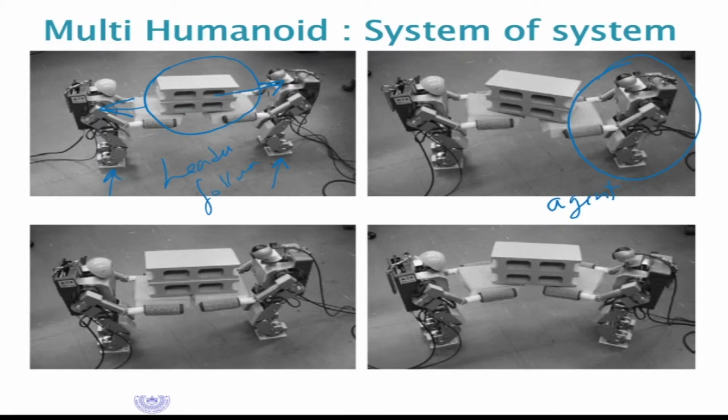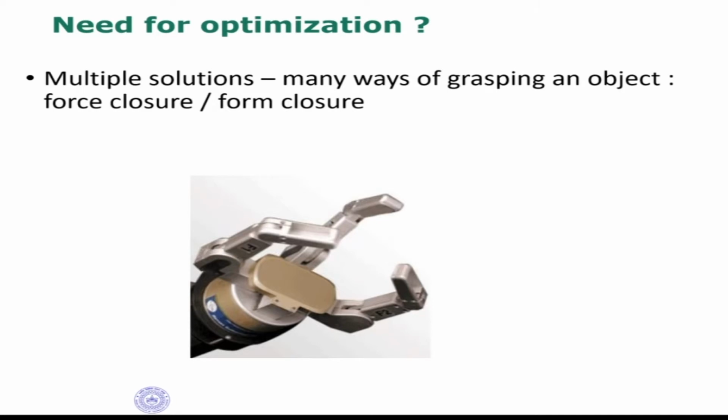Now what we are seeing here is that, to do this task, if I'm talking about a path plan, if I want to carry the object in a particular direction, there has to be a path. So these robots also have to follow a particular path, and they must have some motion plan. Now, if there are multiple ways of doing the task, there is a need for optimization.